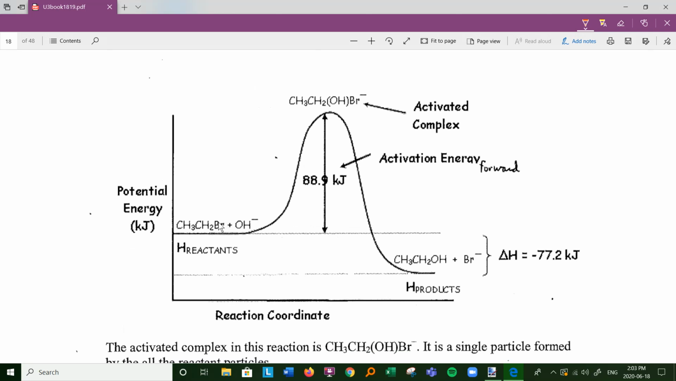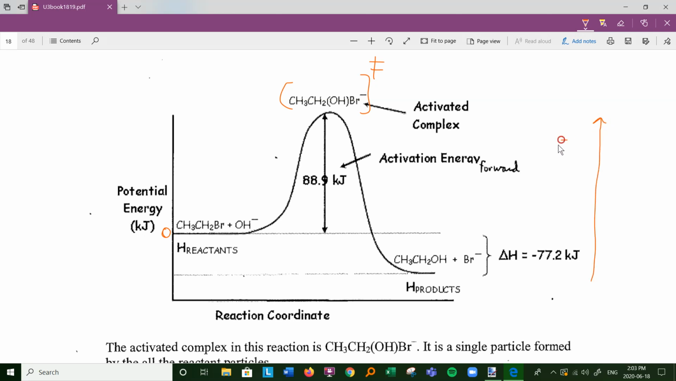Let's just take this as our 0. When in doubt, if you aren't told otherwise, we'll take our reactants at 0. So from 0 to 88.9 is my forward activation energy. I'm having my OH- attacking the Br, usually activated complexes are written like this, and then we swap and kick out the bromide. So my forward activation energy is 88.9, my delta H is 77.2, so I can get my EA reverse.